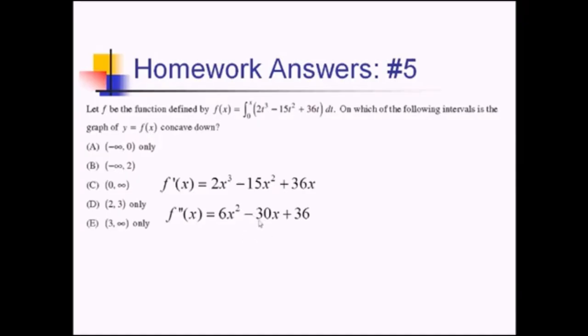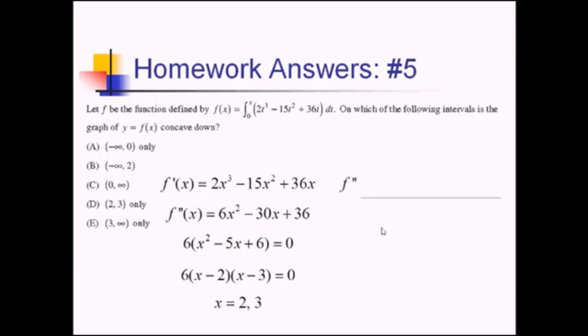All right, if I set this equal to 0, I can factor out a 6. That leaves me with x squared minus 5x plus 6. Factoring this, that's going to be x minus 2 and x minus 3, which gives me critical values at 2 and 3. We're going to do some sign analysis for f double prime now. Those are our zeros that we're testing around.